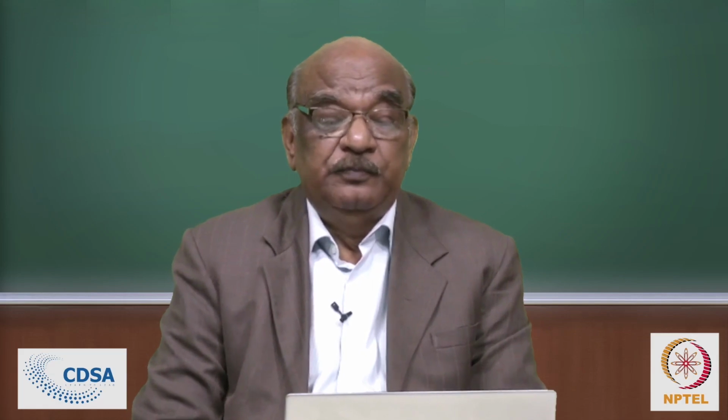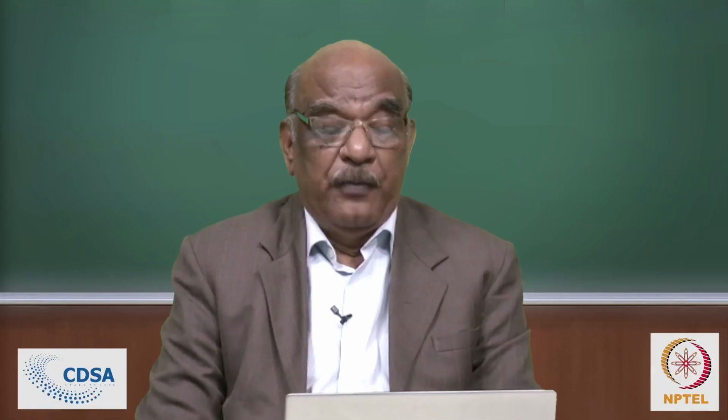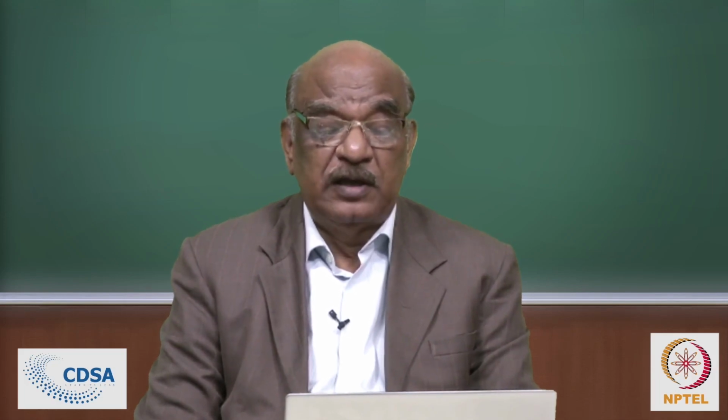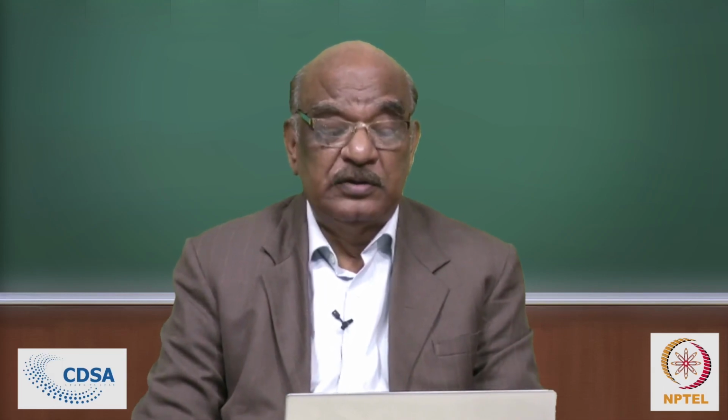Now, let's come to Chapter 4 of the regulations. Manufacture of medical devices for sale or distribution. 22. Requirement for grant of manufacturing license or loan license. While making application for grant of license or loan license under Rule 20 or 21, the applicant shall meet the following requirements, namely: the manufacturing site shall comply with the requirements of the quality management system as specified under the 5th Schedule. Appoint competent technical staff under whose direction and supervision the manufacturing activity of the medical device shall be undertaken, and such staff shall possess the following educational qualification and experience.